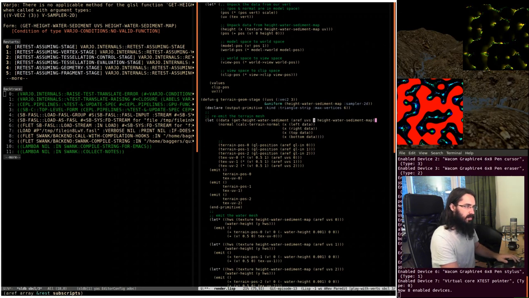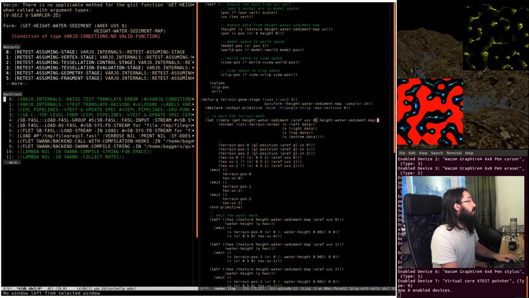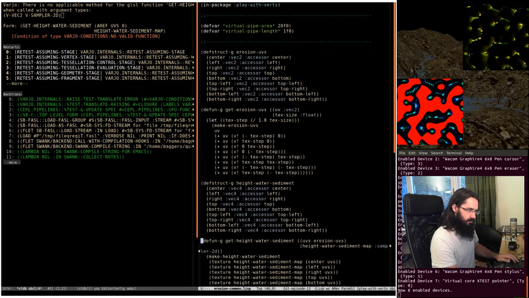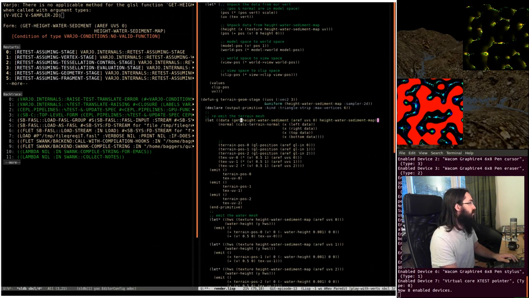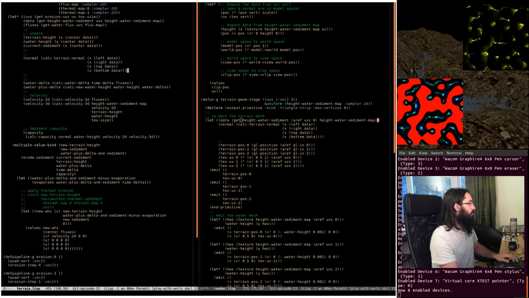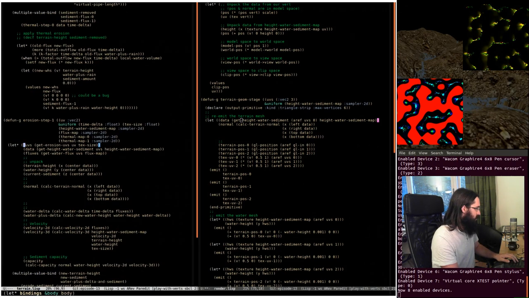UVs 0, with vec2 and sampler 2D. Is that not right? Okay. Oh no, it wants the erosion UVs. Okay, fair enough. UVs is based on this. Oh boy, this is just going to keep on coming.